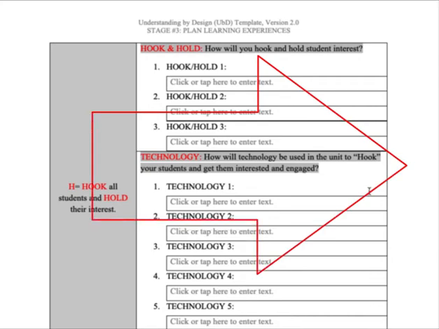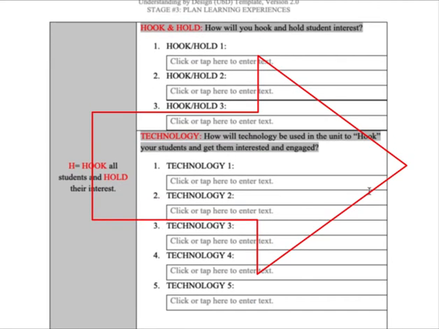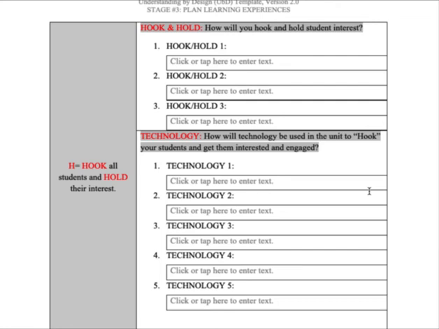Additionally, for H, we will be determining how technology is going to be used in the unit to hook students. For instance, for the Ignite activity I use to hook my students, I may display it on an interactive whiteboard where I can write student-generated ideas, and students can also respond on a Google Doc and share with a partner and the teacher.